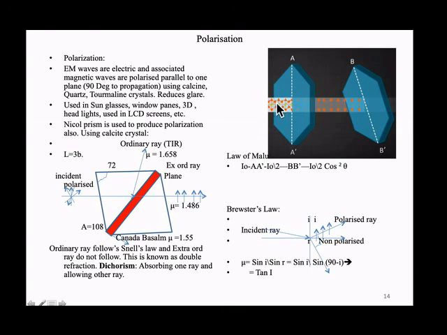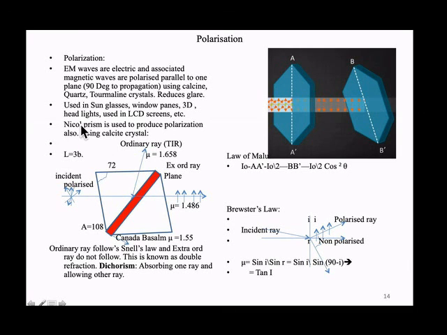If we get a blurred image, it cannot be clear. So the more polarized light we are using, the TV screen is more clear, with more clarity. So that is the use of polarization. So what are these materials? Some calcite, quartz, tourmaline crystals. They reduce the glare. So there is a prism prepared of this.